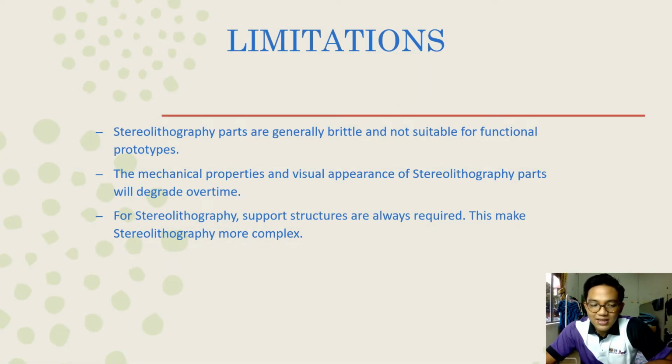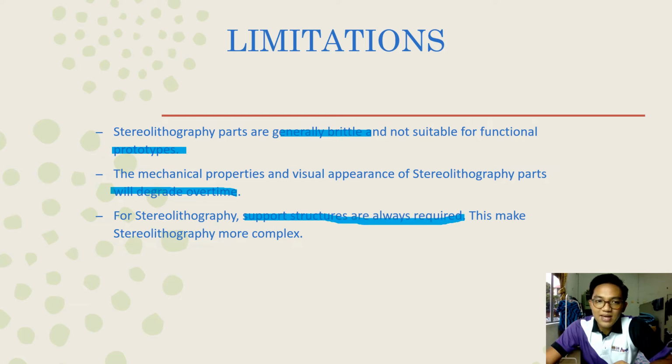So we go to the limitations. Stereolithography parts are generally brittle and not suitable for functional prototypes. The mechanical properties and visual appearance of stereolithography parts will degrade over time, for example when we expose the product to direct sunlight, as many other products also degrade over time. The last one is that support structures are always required. This makes stereolithography more complex.